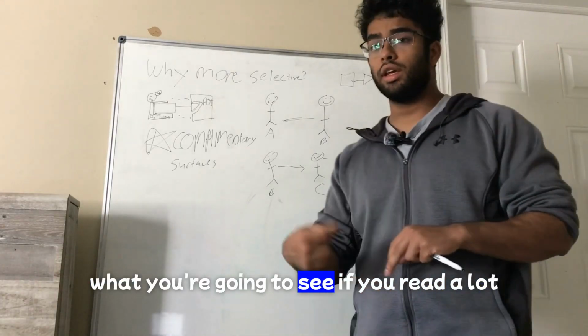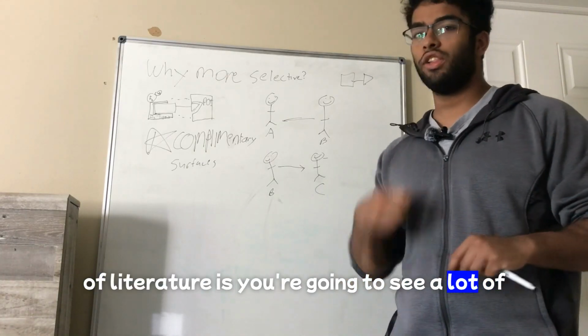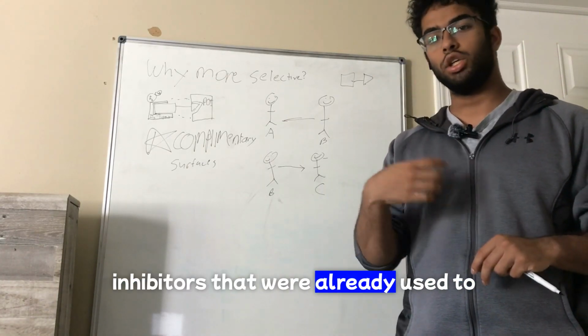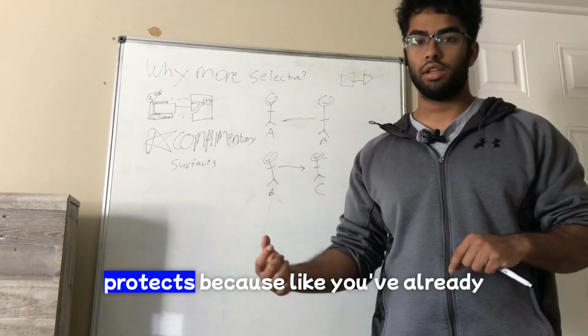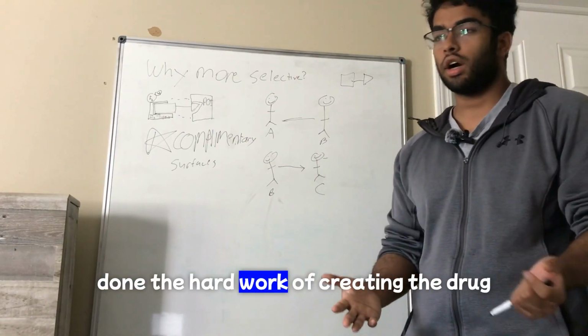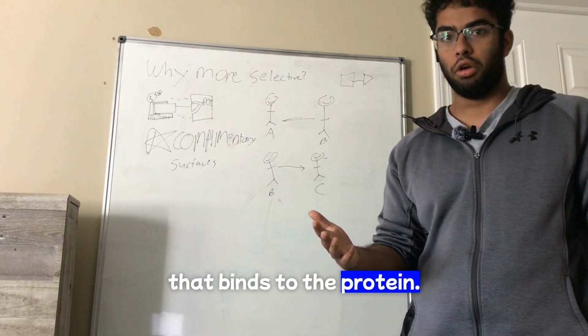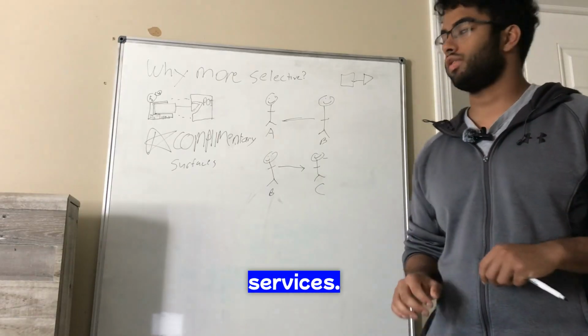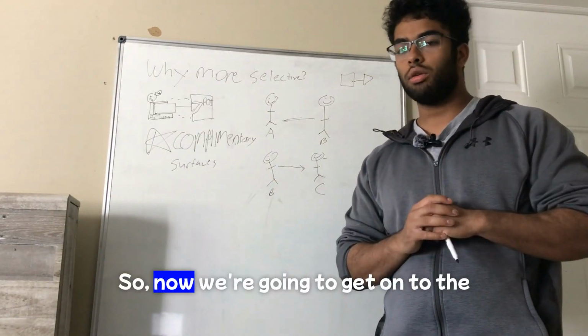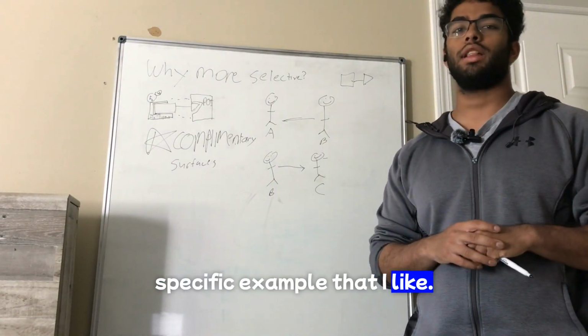So what you're going to see if you read a lot of literature is a lot of inhibitors that were already used to treat that disease being used to develop PROTACs, because you've already done the hard work of creating the drug that binds to the protein. You just now have to figure out how you can create those complementary surfaces. So now we're going to get on to the specific example that I like.